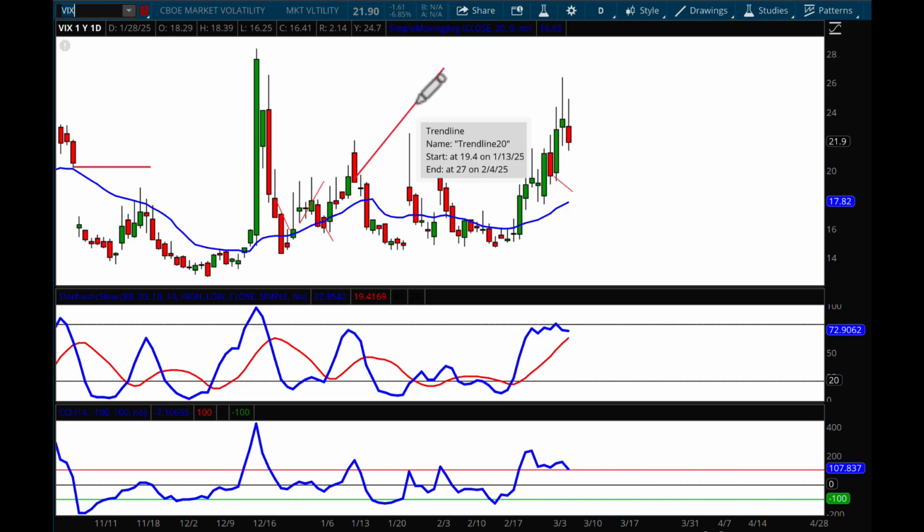Remember, weeks ago, I had that extreme target of $27, and I even identified it as an extreme target of 27. Well, yesterday, look what happened. It went up to 26.35.